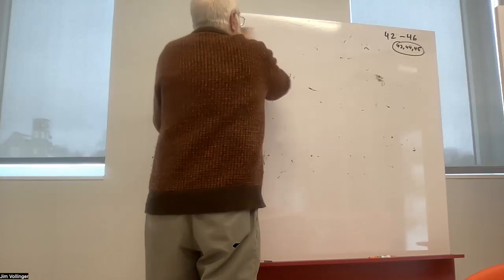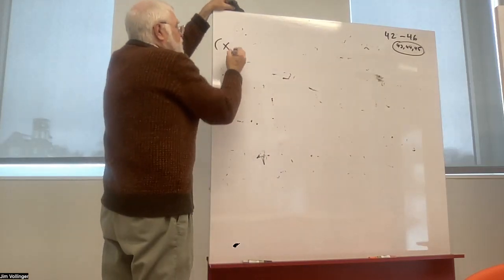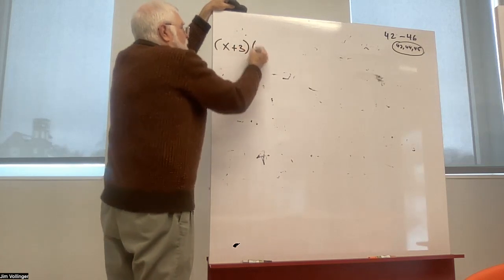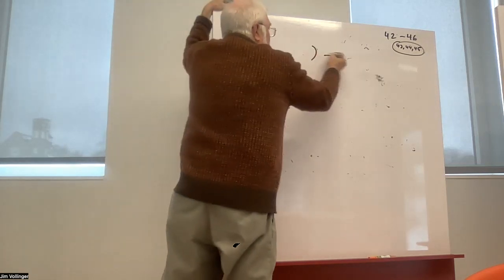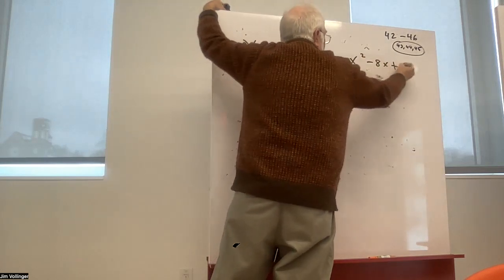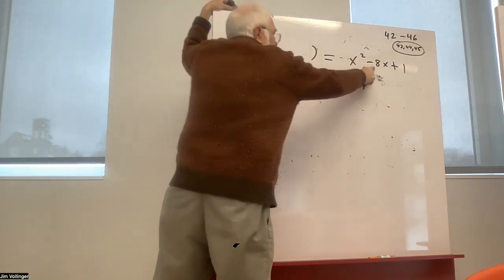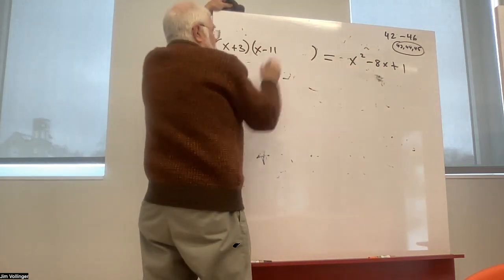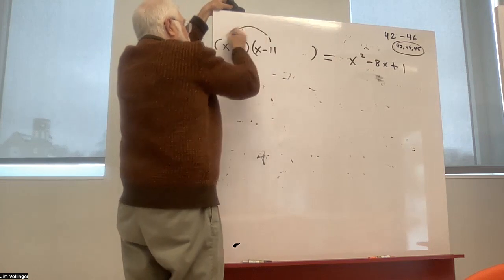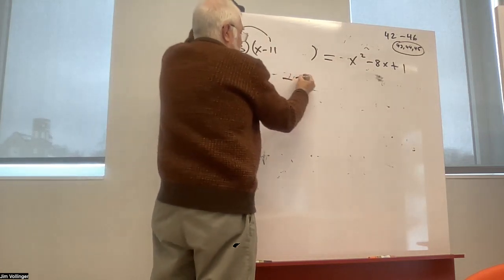Try another one. Later after midterm, we'll be doing cubics. Let's do x plus 3 times what? Gets us x squared minus 8x plus 1. Well, positive 3 minus 8, I think I need x minus 11. 3x minus 11x. Yeah, I can see that. 3 times minus 11 is minus 33.